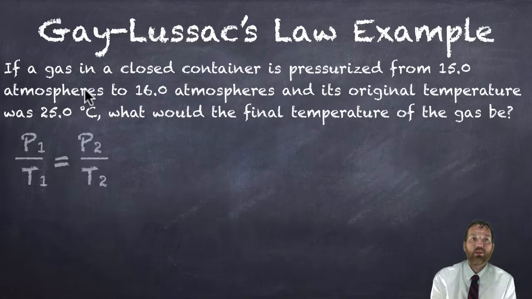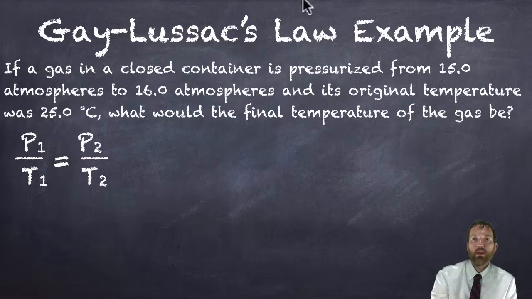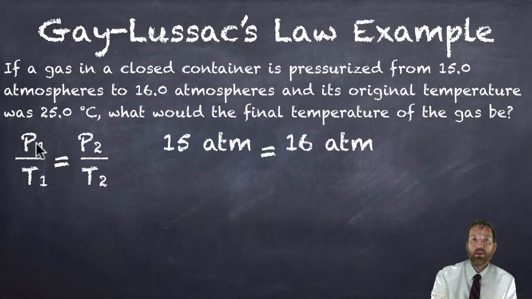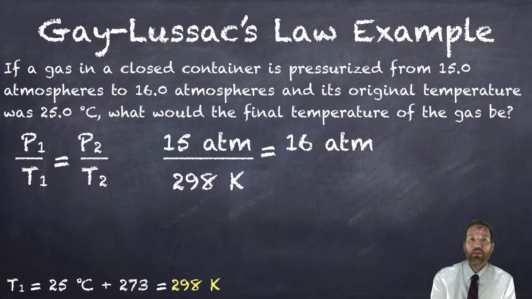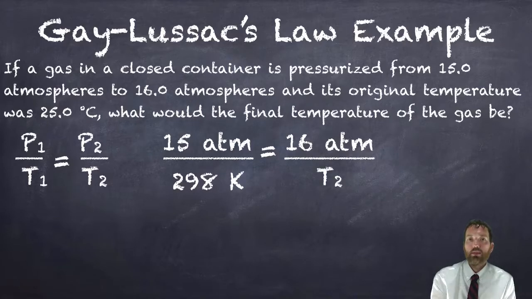Okay, so let's set this one up. We're going to use this formula, P1 over T1 equals P2 over T2. And we need to start plugging in the variables from the word problem. So the gas is pressurized from 15 to 16 atmospheres. So my P1 is 15 and my P2 is 16. It says the original temperature was 25 degrees Celsius, but remember we can never use Celsius, so we need to convert that to Kelvin. So 25 plus 273 is 298 Kelvin. And we want to know the final temperature, so they're asking us to solve for T2.